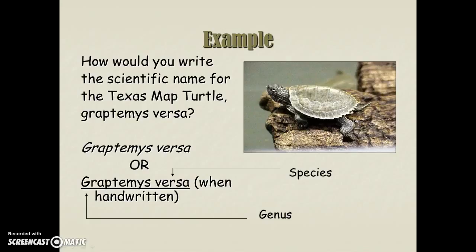Also notice that the first word, Graptemys, is capitalized. The second word, versa, is not. So Graptemys would be the genus and versa would be the species. And if it were handwritten, you would just underline it and still capitalize the genus and lowercase the species.